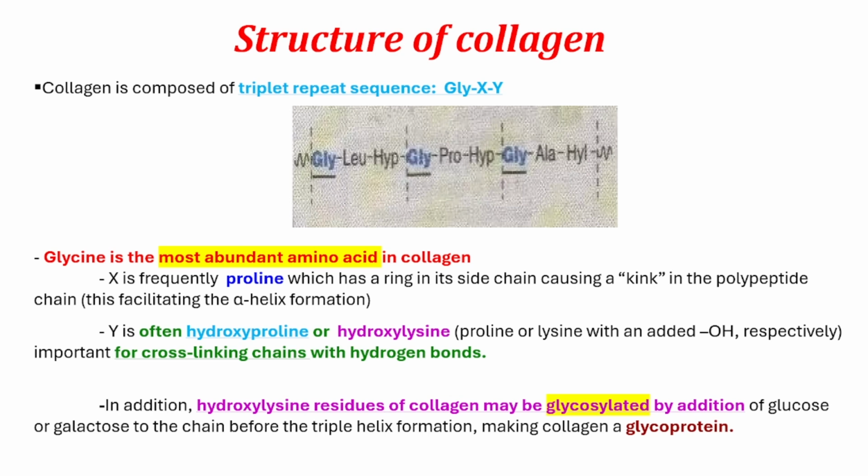Then comes the X. X can be any type of amino acid, but mostly it is proline. This is the proline, which is the most prominent in the structure. But we can find alanine, we can find valine. But in terms of proportion, you find more proline than the rest of the amino acids. The third one is hydroxyproline or hydroxylysine.